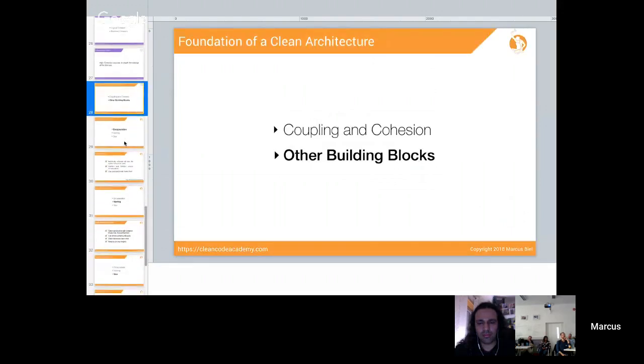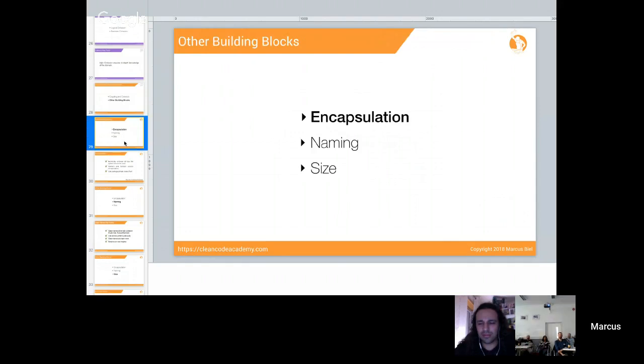Okay, so now that I talked about coupling and cohesion, let me also talk about some other building blocks. They are also very important to achieve a clean architecture. Okay, what do we have here? So first of all, I want to talk about encapsulation.